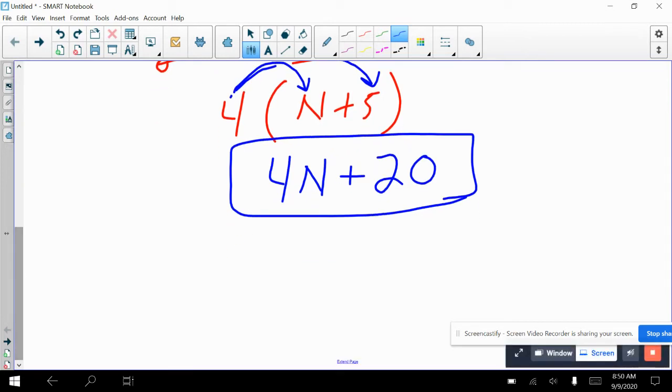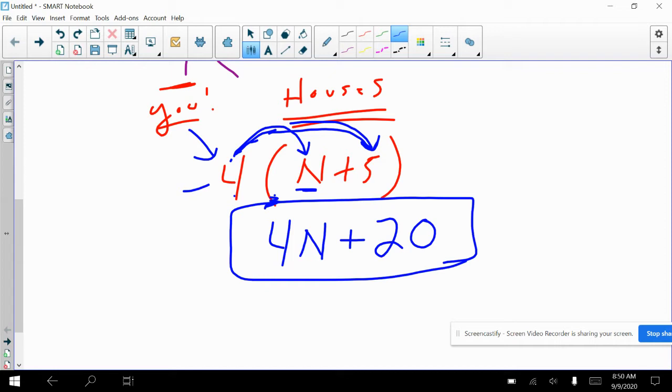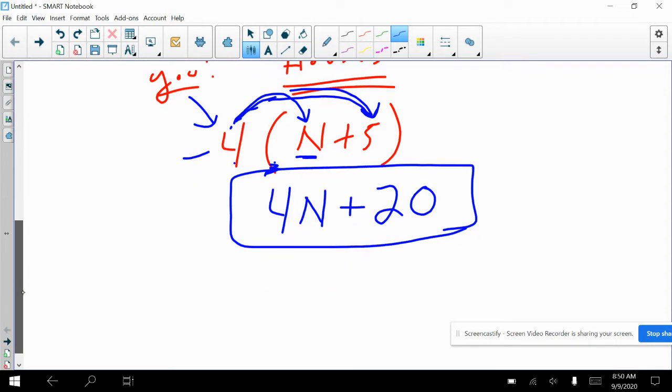Question. Okay, how did we get to 20? Very good question. We had to multiply, right? This is you, remember? This is you. And you went to the first house here, which is n. You went to the second house, which is 5, and it's still multiplication because you have a number next to parentheses, right? You have to multiply inside the parentheses each number. Good question. Everybody good?